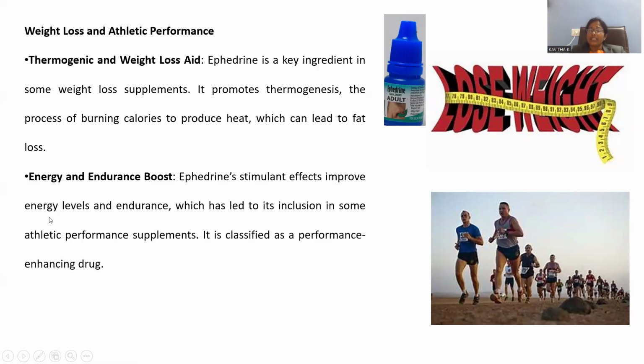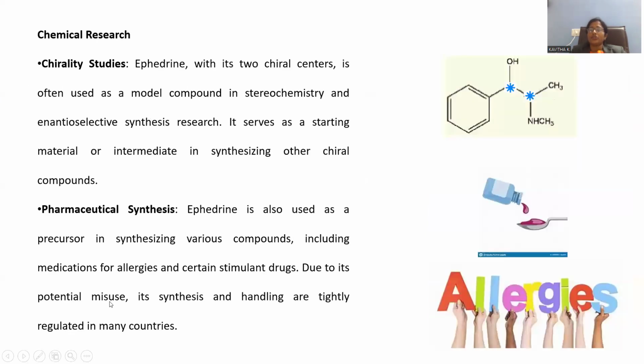It is used to enhance the energy levels of a person, particularly when they are participating in athletics. In that condition, they require instant energy, and long-lasting activeness is also required. In that condition, we can conveniently apply the drug called ephedrine, so it is classified as a performance enhancing drug. It is used to enhance performance so that the person will become more active.